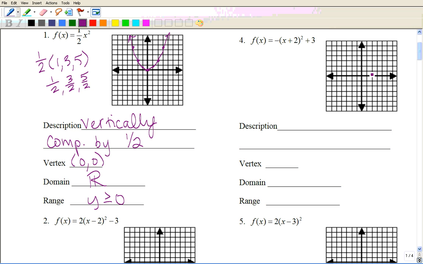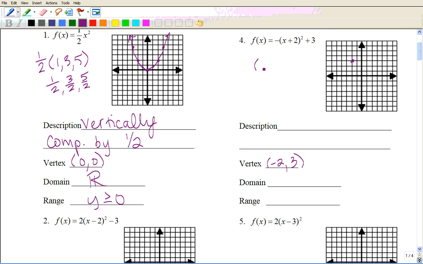I'm actually going to go over to number 4 because it's easier for scrolling. So we have negative x plus 2 squared plus 3. So my parent function has a vertex at 0, 0, but that plus 2 tells us anything with the x does the opposite. So plus 2 tells us that we're actually going to go to the left 2. And that plus 3 is for the y values. We do just what it says. We go up 1, 2, 3. So our vertex is at negative 2, 3.